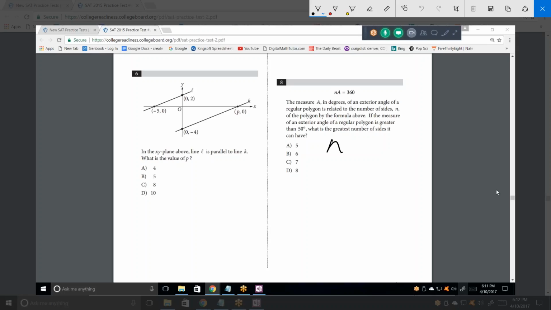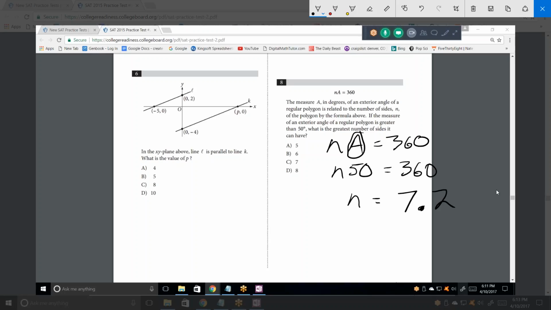We've got N times A equals 360. And they're telling us that A is at least 50. So if I plug 50 in for A, divided by 50, now what is N? 360 divided by 50, which is 7.2. So 7. 7.2. So BC. Yes, because obviously it's either 7 or 8, and it can't be 8.